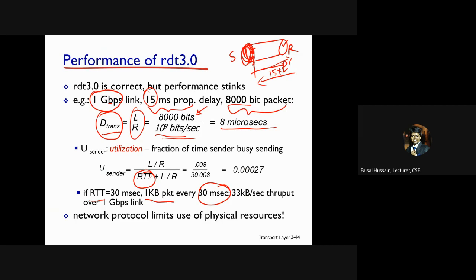So for sending out 1 kilobyte of packet, the throughput becomes 33 kilobytes per second. Because in 30 milliseconds, if you calculate for 1 second, it is 33 kilobits per second. Let's see the network protocol. Here we can assume that the network protocol limits the use of physical resources. So you see, even after you got a 1 Gbps link, you have this small amount of throughput.